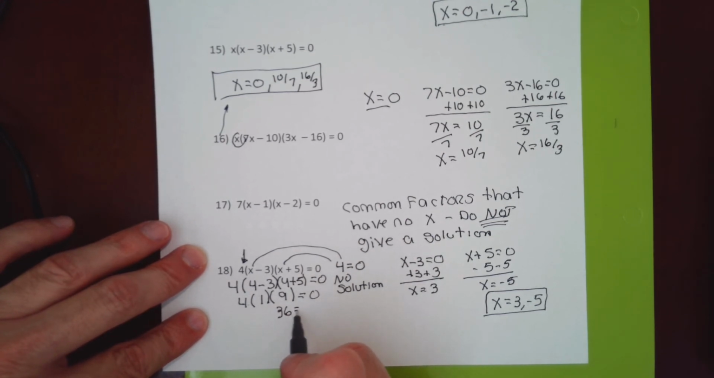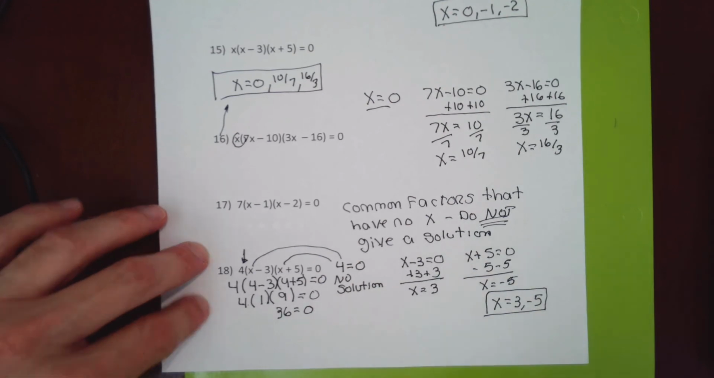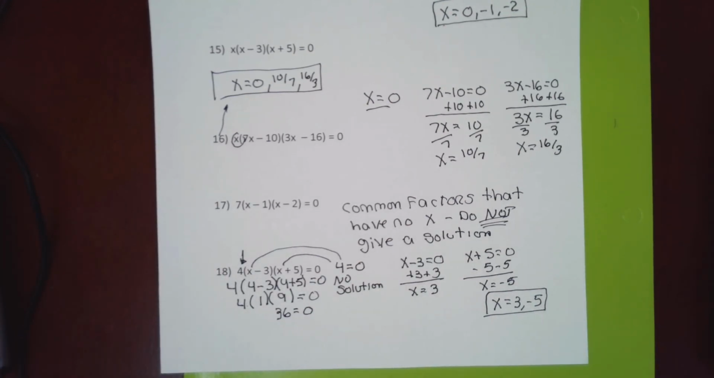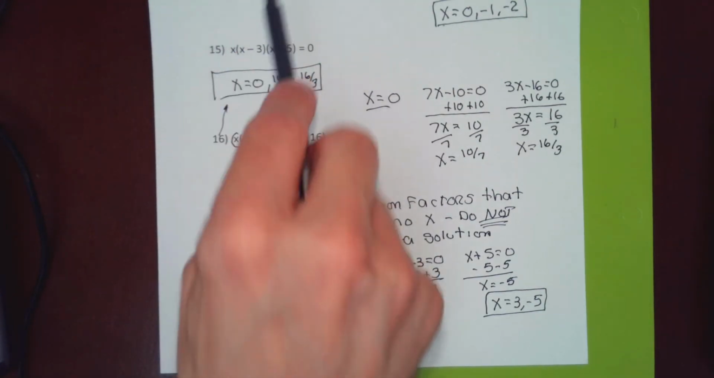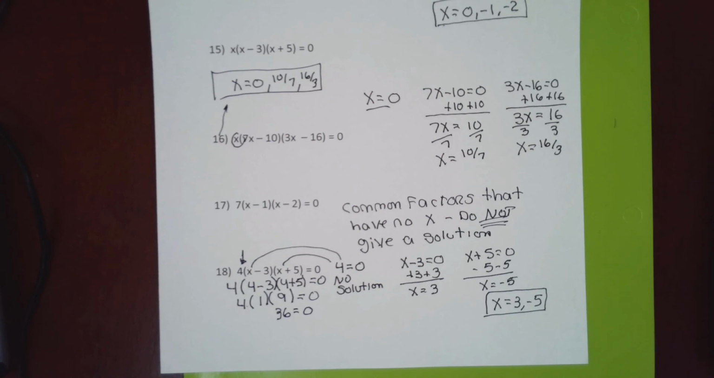This is what happens when an answer doesn't check: you get something that's not a true statement. It can be any false statement. In this case, 36 equal to 0 is not true. So it's important to understand common factors that are number times x or just the naked x give a solution of 0. Common factors that are a number without a letter don't give a solution.